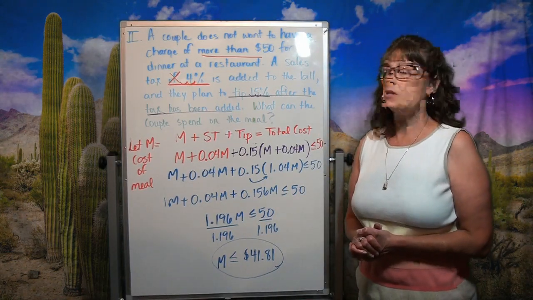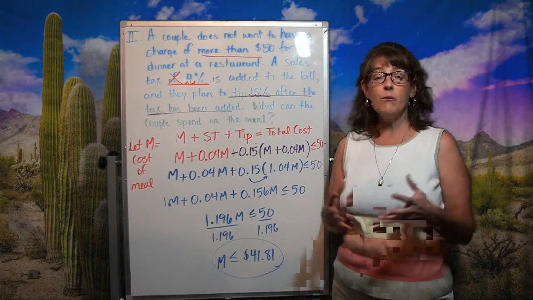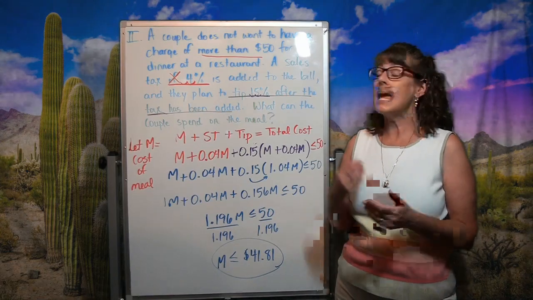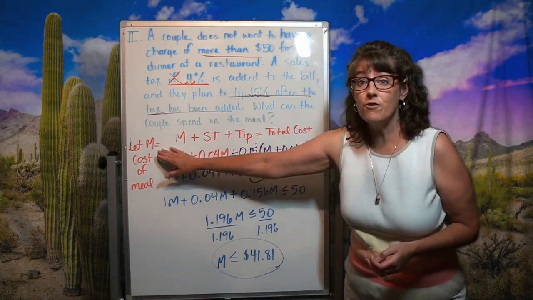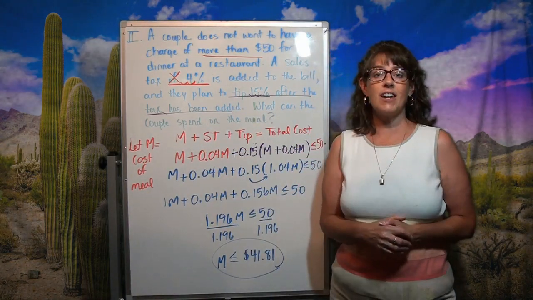So I hope that helps. Lots of applications with our inequalities. And like we said before, read it in its entirety once to just get a feeling for what's happening. Take it slowly, sentence by sentence. Identify what your unknown is and define it. And then just simplify that side, simplify this side, and go with it.